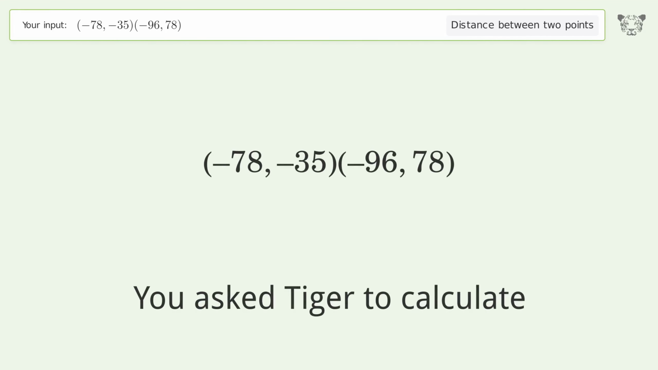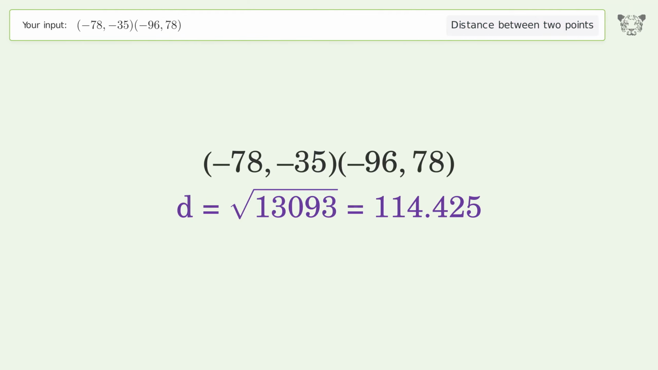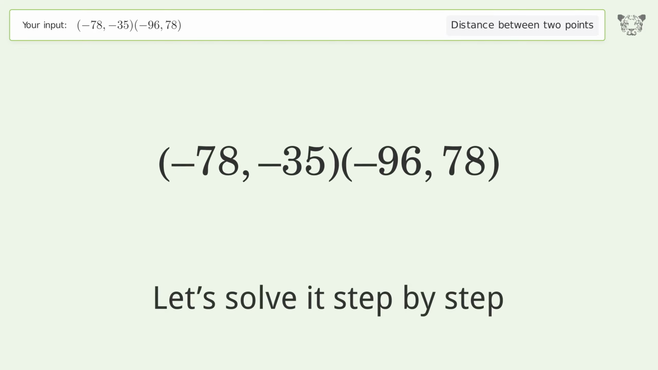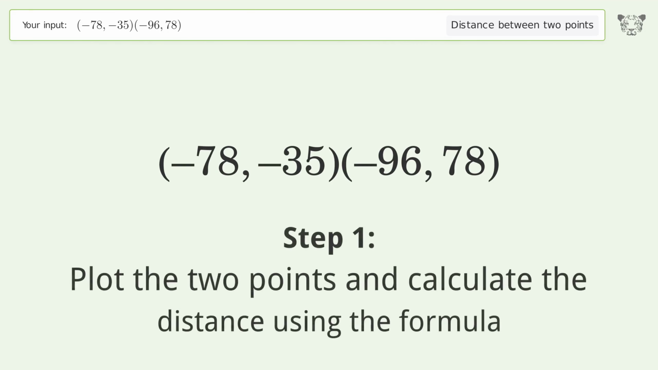You ask Tiger to calculate. This deals with the distance between 2 points. The distance between the 2 points is the square root of 13,093, or 114.425. Let's solve it step by step. Plot the 2 points and calculate the distance using the formula.